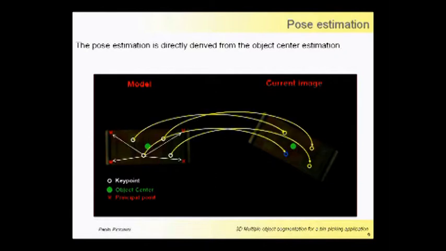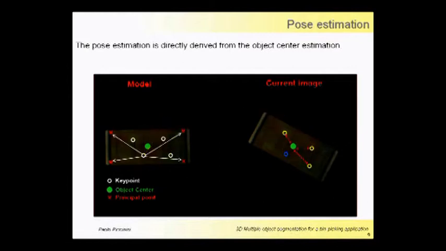In the current image, only for the key points related to a valid center, I report the vector distance computed before. Now I know the location of the principal points in the current image. Knowing these points in the current image means knowing the object orientation. And now I'm able to say where the object is and how it is oriented.